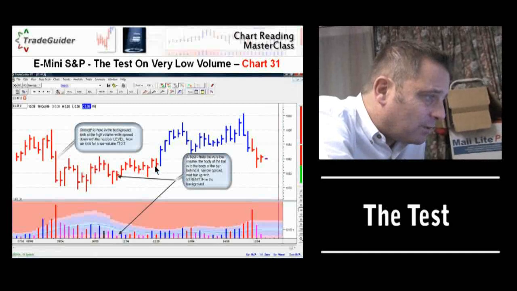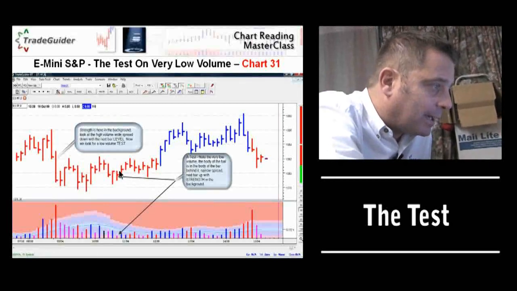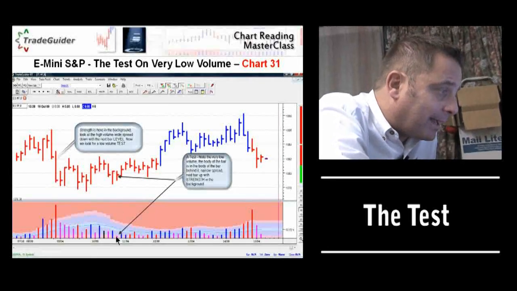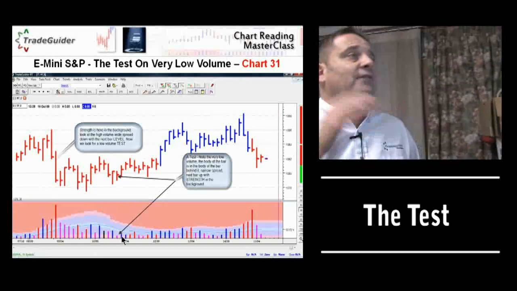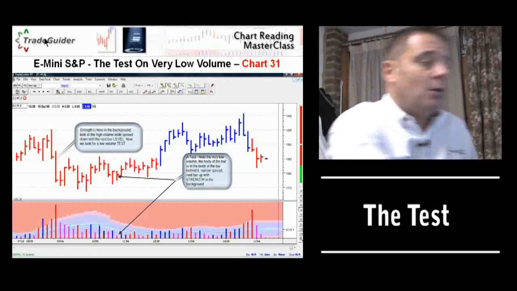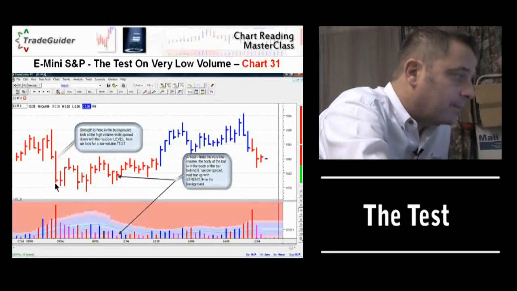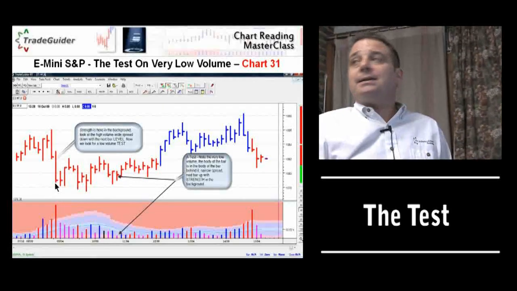Okay, this one not quite, not as obvious. That's why that was my entry. And the volume here is much, much lower than here, much, much lower. That's what brings it to life. That's why low volume down bars with strength here are very high probability to the upside.